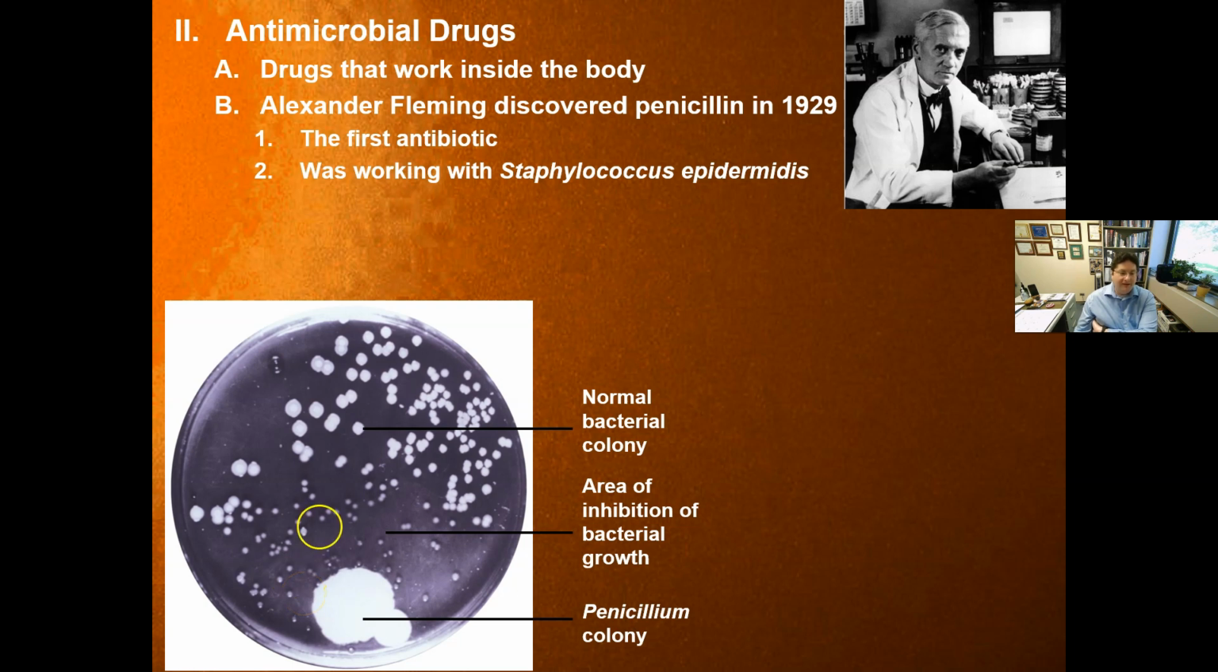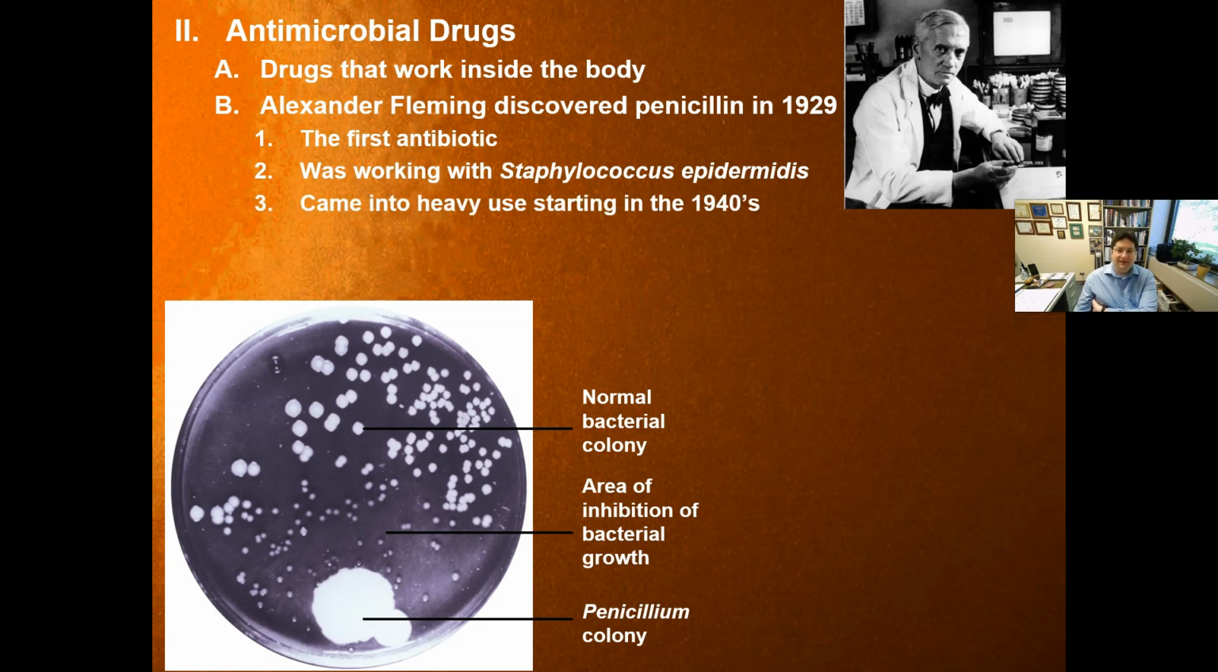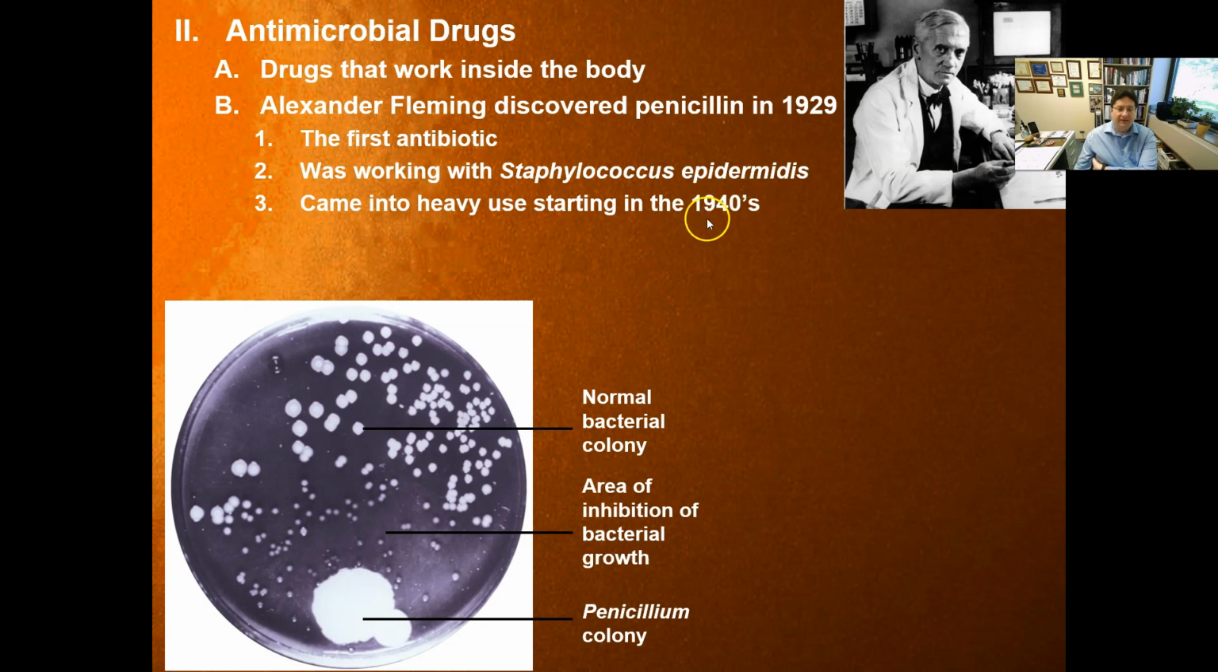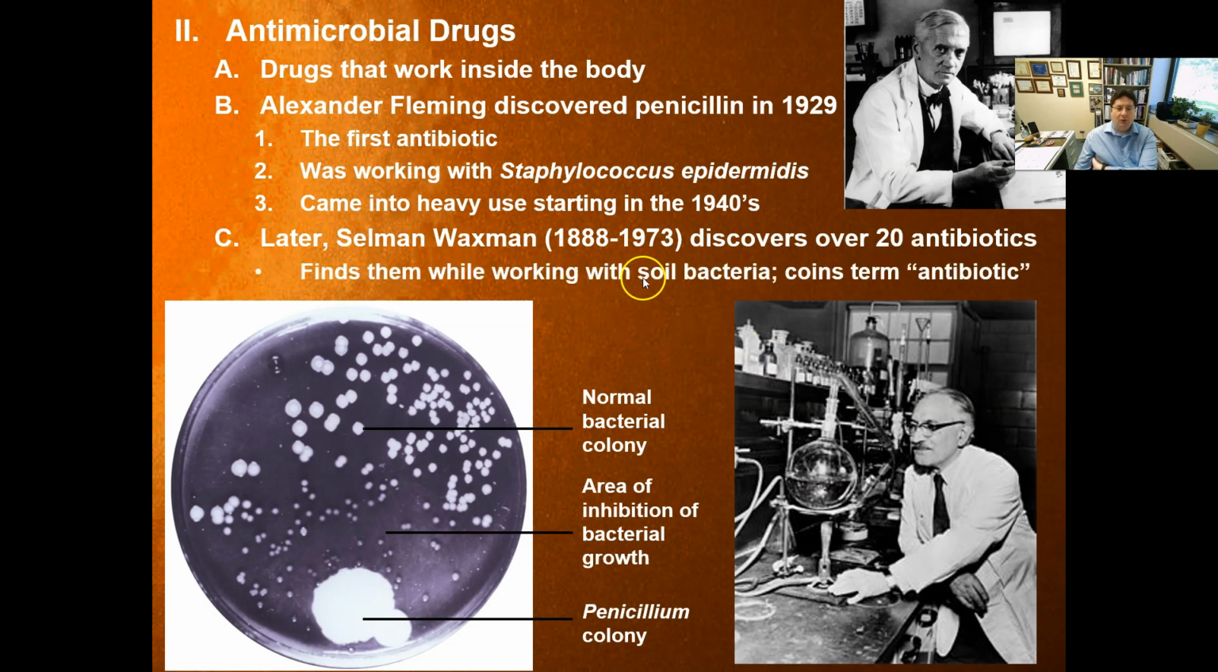And he realized that they're not growing there because this fungus, this penicillium, is secreting some kind of chemical, which we now call an antibiotic, that is inhibiting their growth. It's slowing them down or killing them. Penicillin came into heavy use starting in the 1940s, particularly after World War II. Later, this man here, Selman Waxman, discovers over 20 additional antibiotics while working with soil bacteria, and he would actually come up with the term antibiotic.